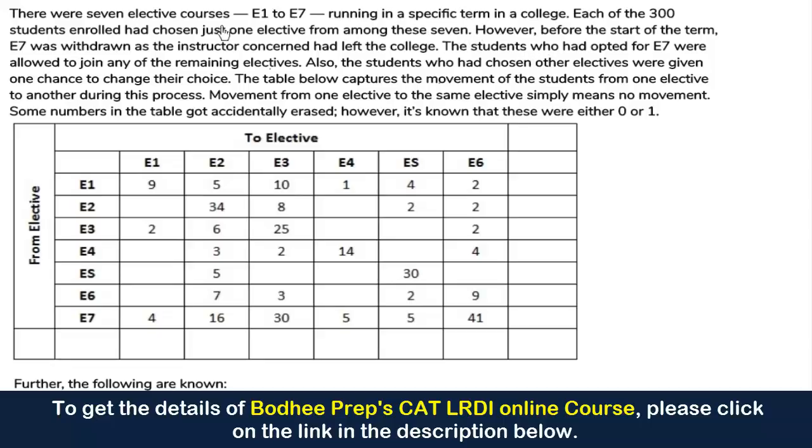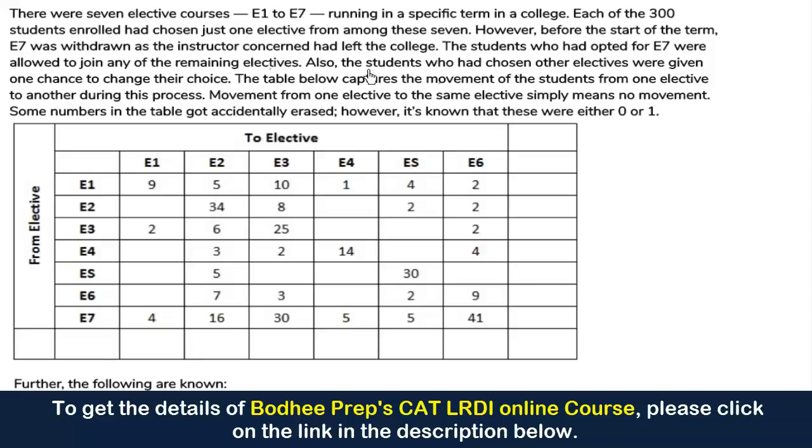So it says that there are 7 elective courses, E1 to E7, running in a specific term in a college, and each of the 300 students enrolled has chosen just one elective from among these 7 electives. However, before the start of the term, E7 was withdrawn as the instructor concerned had left the college, and the students who had opted for E7 were allowed to join any of the remaining electives.